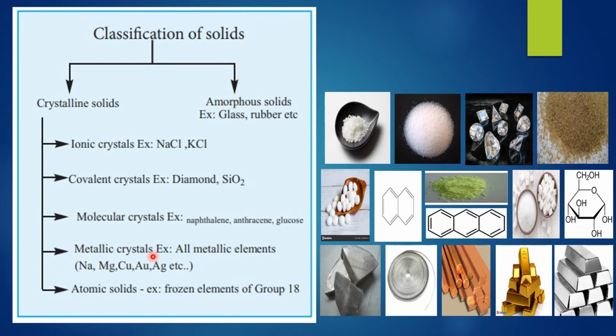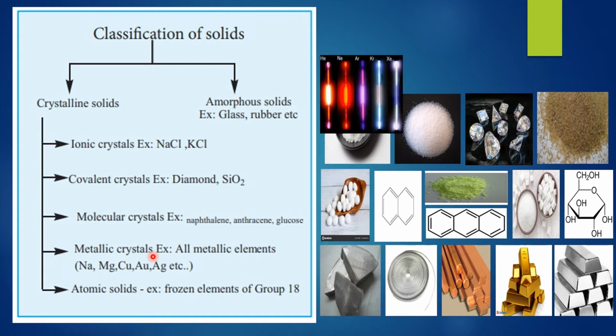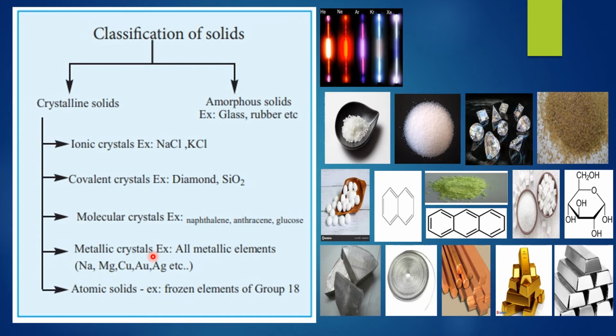So metal ion means it lost that electron. Those lost electrons will be surrounded by the metal ions. So that packing will be present at the corners, edges, etc. The examples are sodium, magnesium, copper, gold and silver.